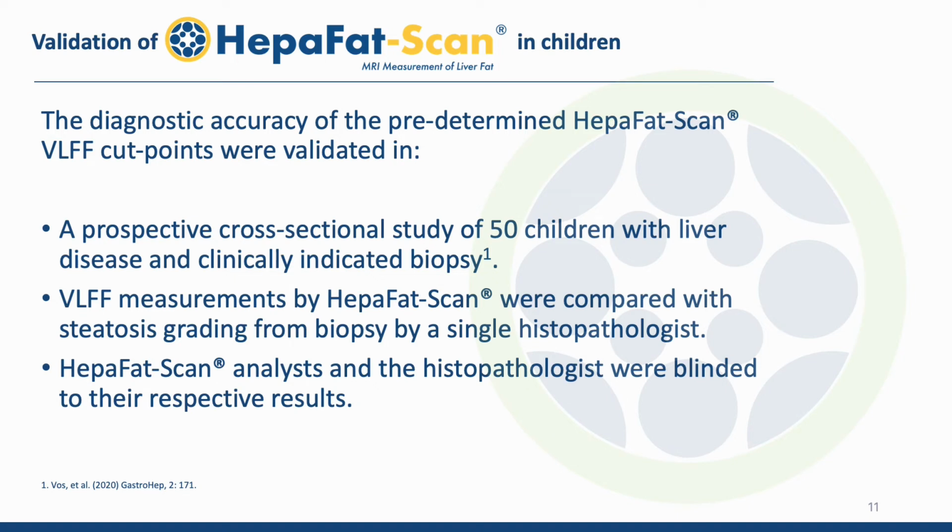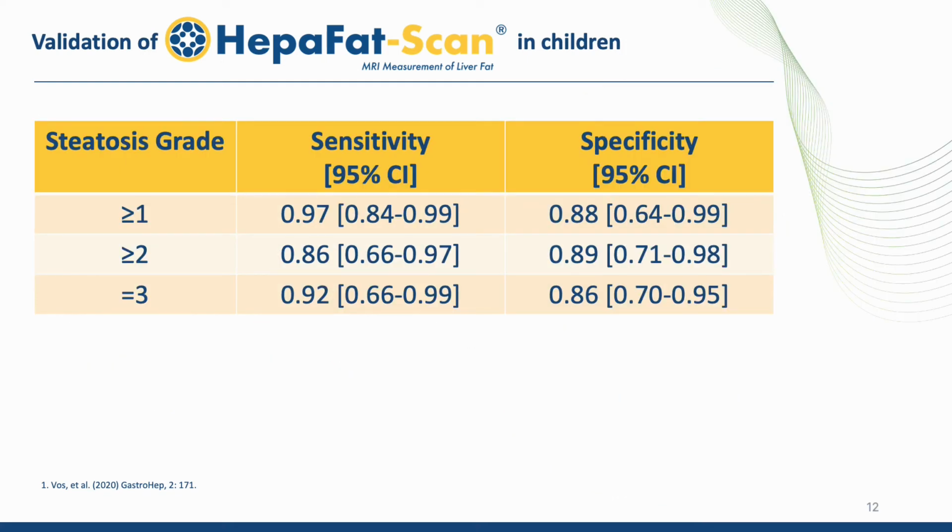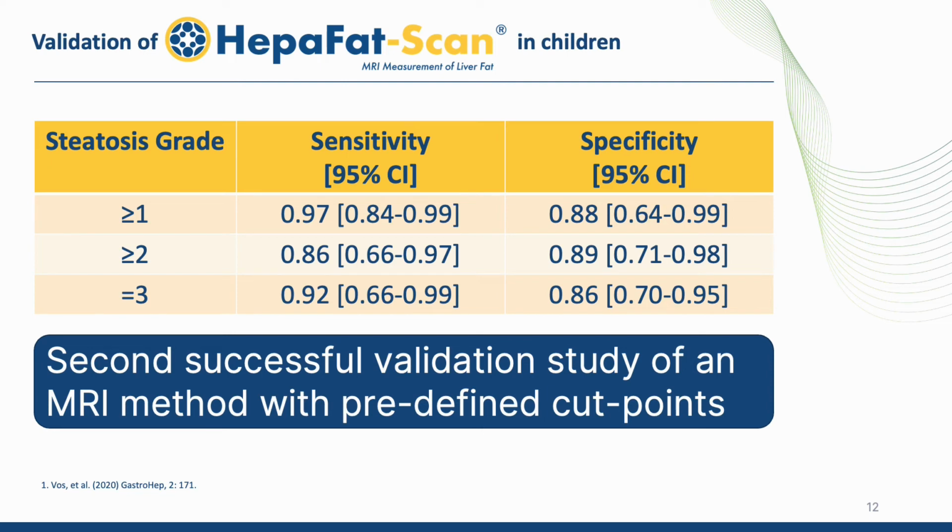The diagnostic accuracy of these predetermined HepaFat-Scan VLFF cut points were validated in a prospective cross-sectional study of 50 children with liver disease and clinically indicated biopsy. VLFF measurements by HepaFat-Scan were compared with steatosis grading from biopsy by a single histopathologist. HepaFat-Scan analysts and the histopathologist were blinded to their respective results. The results of the validation study of HepaFat-Scan in children are shown in this table. As you can see, the sensitivities and specificities for diagnosing the respective grades of steatosis from biopsy were all above 85%. This, therefore, can be considered the second successful validation study of an MRI method with predefined cut points.